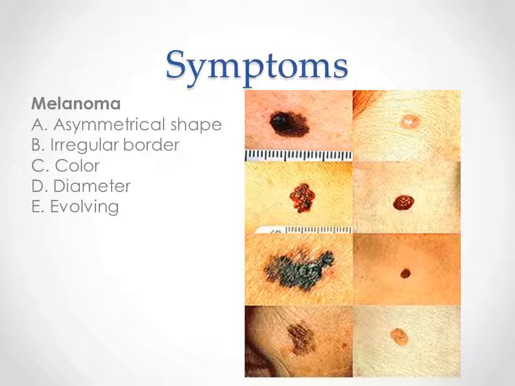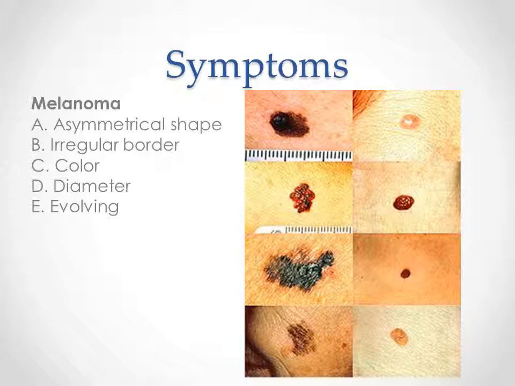So there are 5 symptoms that indicate which moles are melanoma. The first sign is asymmetrical shape, such as the moles that look like two different halves. Secondly, look for moles with irregular borders, such as the ones in these first two pictures. Changes in color, an uneven distribution of color, or growths that have many colors is also a big indicator.